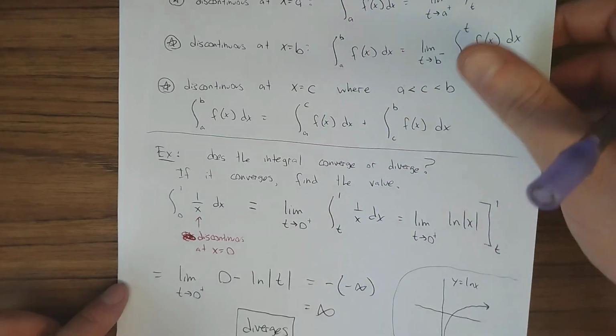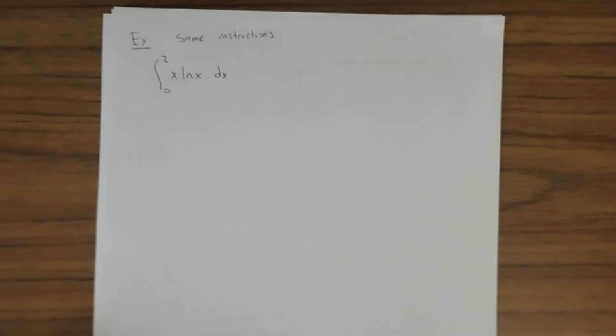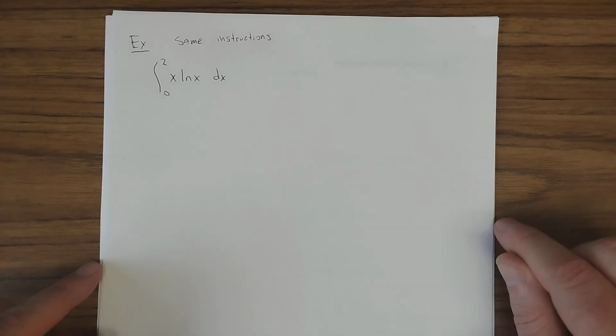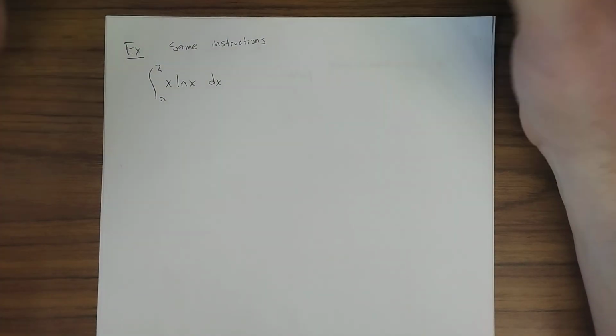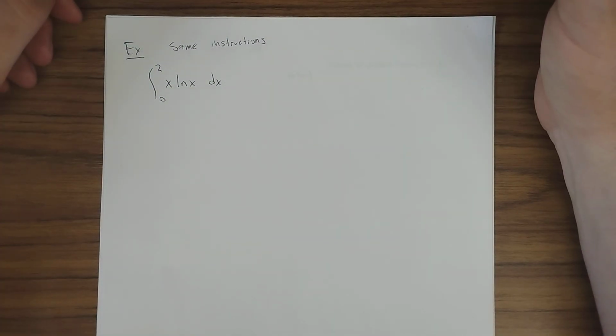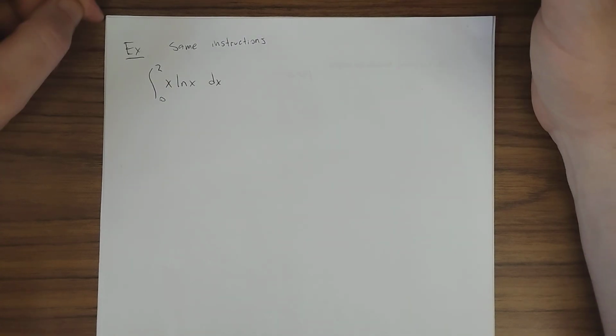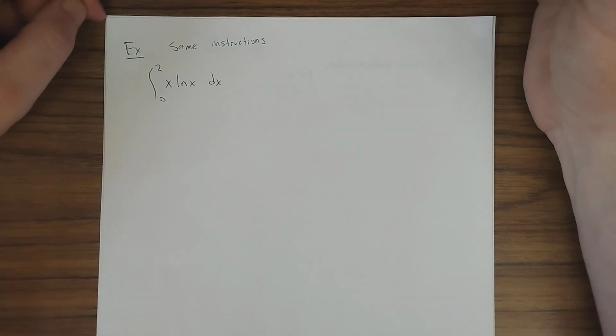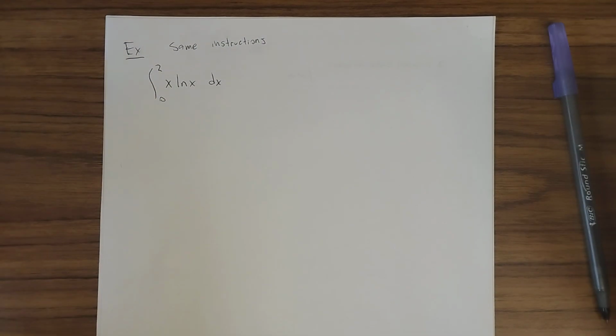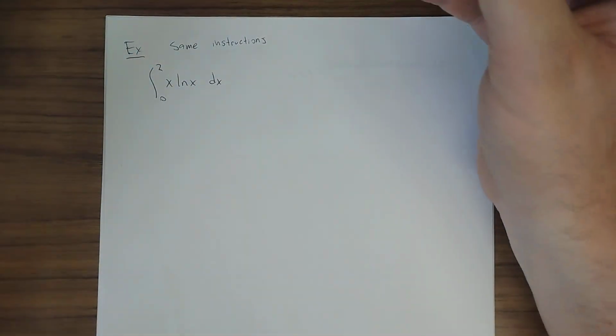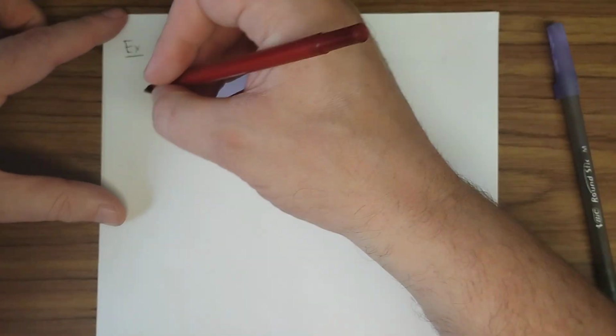All right, moving along. All the examples today have the same instructions. So converge or diverge. If it converges, we'll say the value. So here we have x ln x. And so let's think again. Where is this discontinuous?